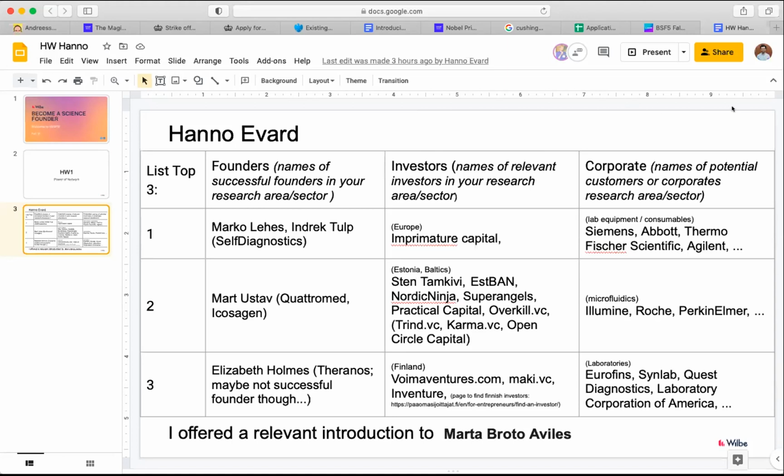Investors, again, how did you get these names, Hannah? I just Googled and I had some presentations from a previous seminar which had some names which I went through, and it was actually pretty simple to find them. You Google European deep tech investors and they just pop up, for example. There's so many of them.